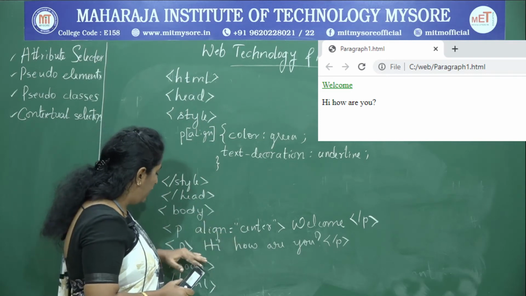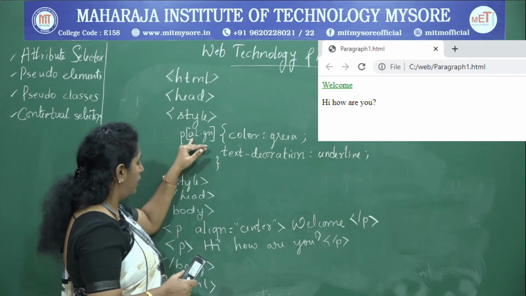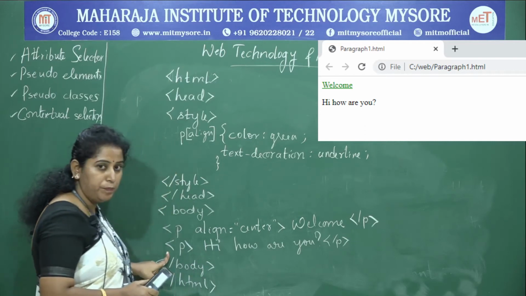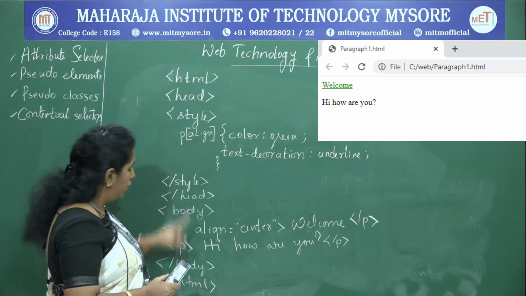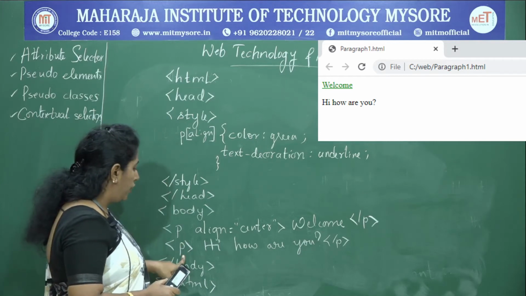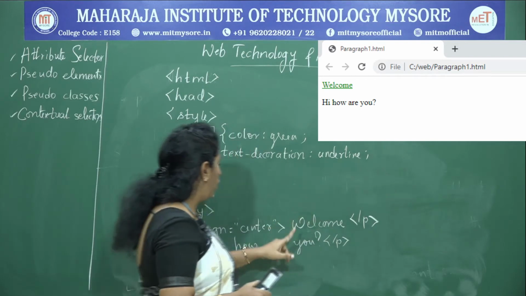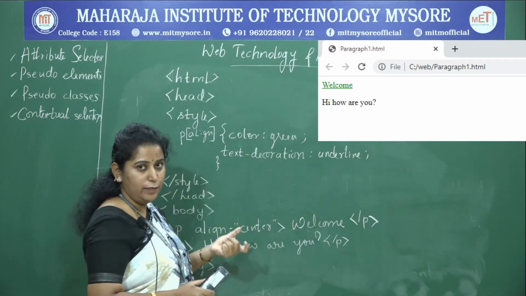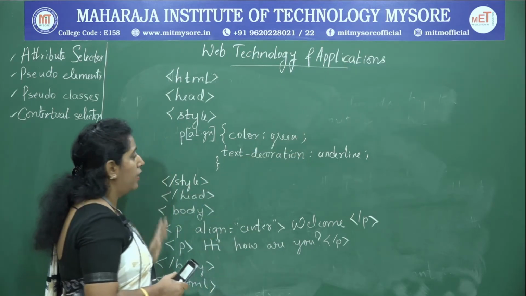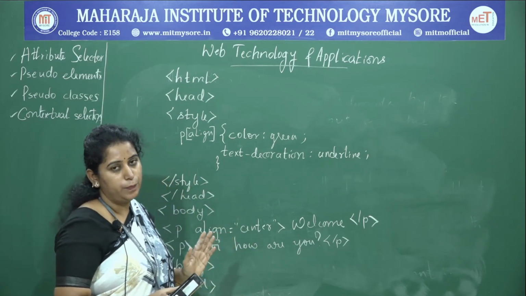Whereas in this case, I have not set any property, right? So this selector doesn't match for this. Even though the P tags are the same, this align property is not matching with this tag. I have not set any property. So that is why "hi, how are you" is printed as it is in the output screen. Only the welcome has been styled. It is in green color and it is underlined. So this is an example where you are implementing an attribute selector.